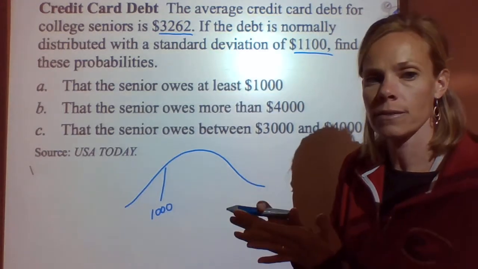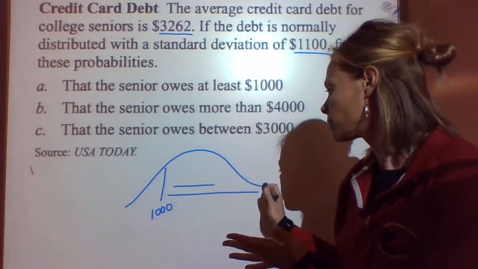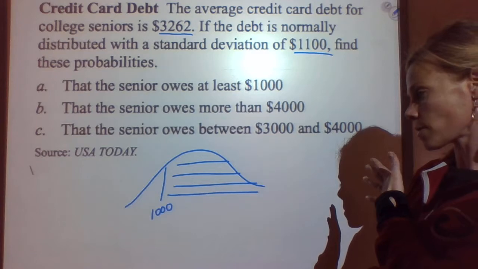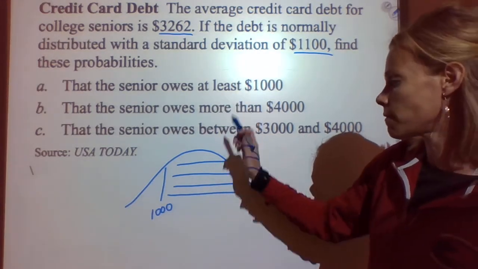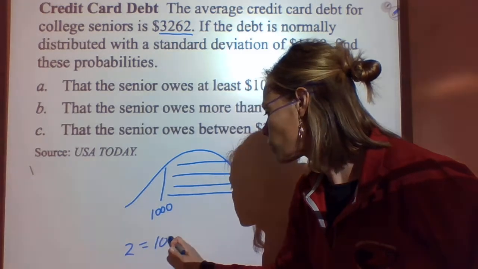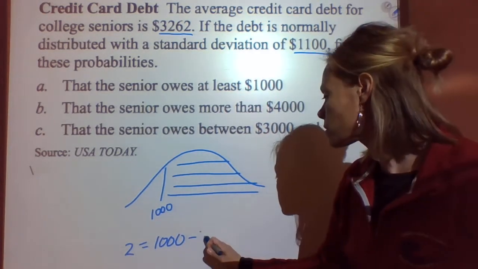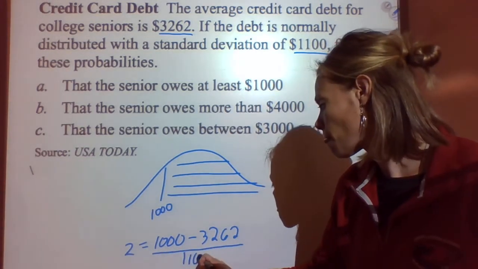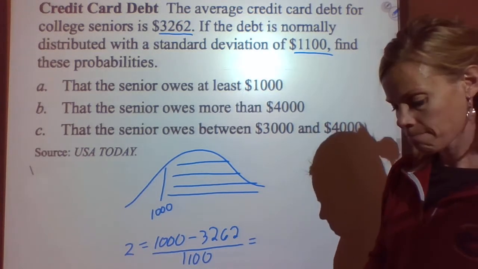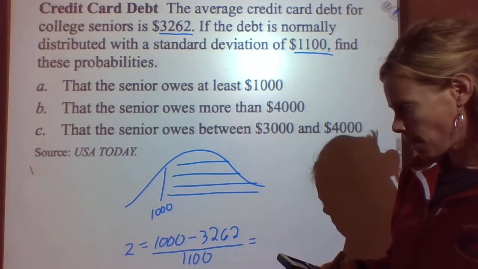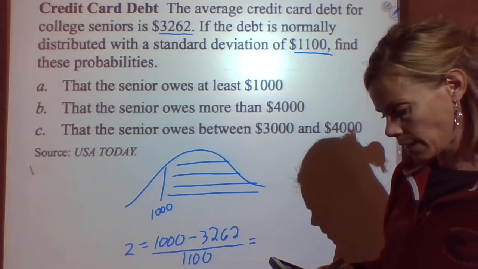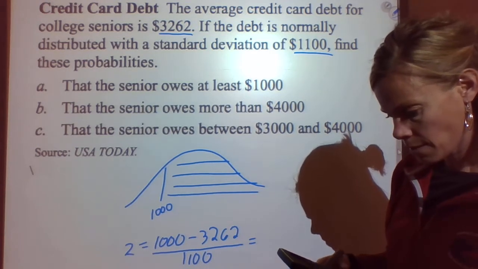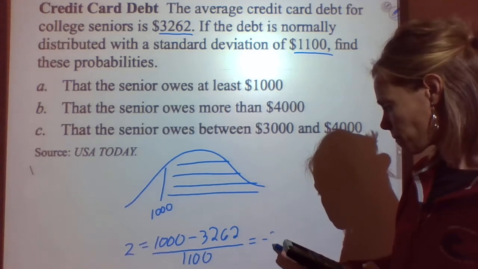At least, you owe at least $1,000. That means $1,000 or more. Okay, so this one's area to the right. You owe at least $1,000 or more. So I would need to first find the z-score. So my raw 1,000 minus the mean divided by standard deviation. And this should be a pretty high probability, right? Because it's less than average. So negative 2.06.